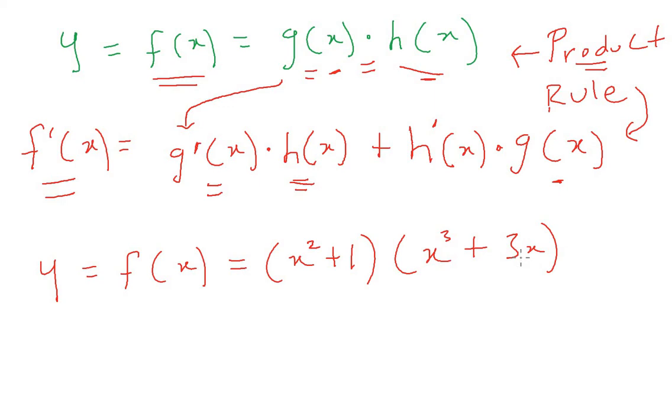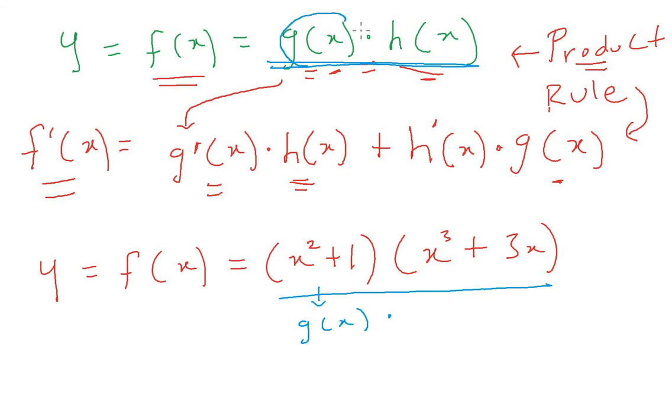So definitely we can apply the product rule in this case. Why? Because the format matches. If you look carefully, this format matches with this format perfectly. So we have a g(x) here. If you compare it with the rule, this is g(x), then you have a multiplication sign, and then you have the h(x). So this is the h(x) in the rule above.